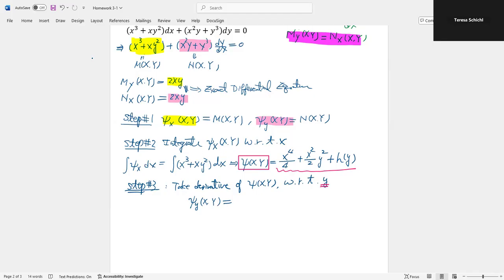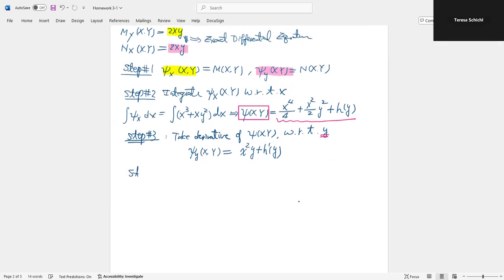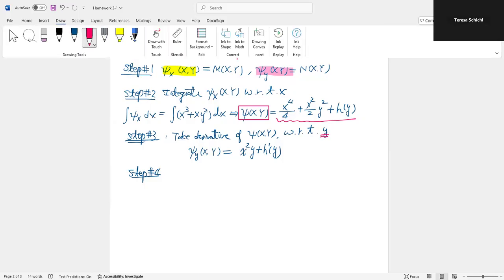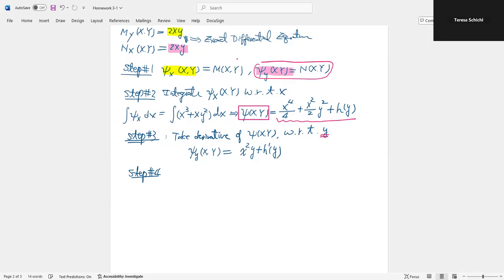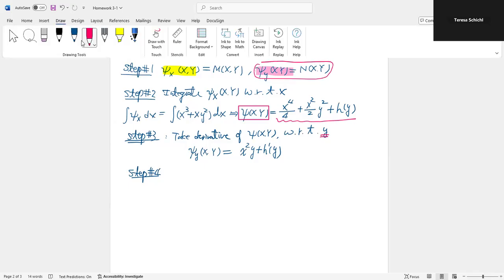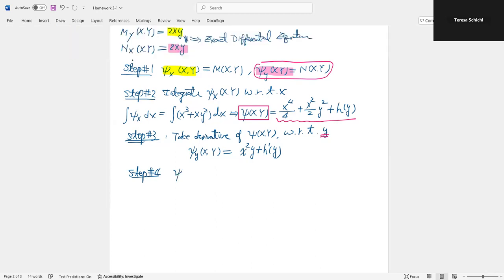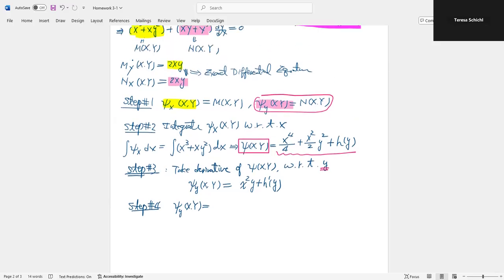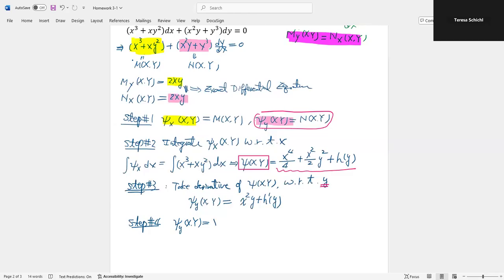So the first term, you take the derivative of y squared, will be x squared y, right? Then here will be plus h prime of y. Okay, so this is my Φ_y. Then step number 4. Remember at step number 1, I assigned the derivative of Φ with respect to y equal to N(x,y). So what is my N(x,y) here? N(x,y) is x squared y plus y cubed.